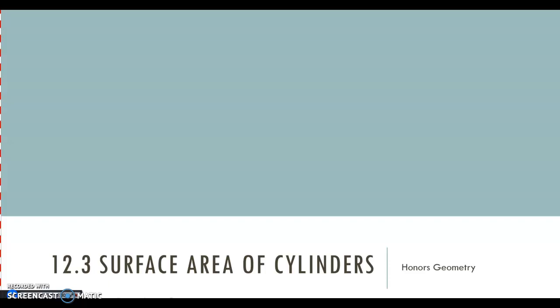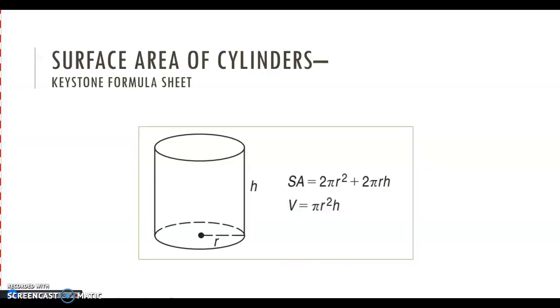Next, we are going to look at surface area of cylinders, which is 12.3 in your textbook. Again, surface area is the area covering the entire object that we're looking at, which in this case is a cylinder. So here's our surface area formula. This is found on your Keystone formula sheet. So we're looking at this first formula here, surface area.